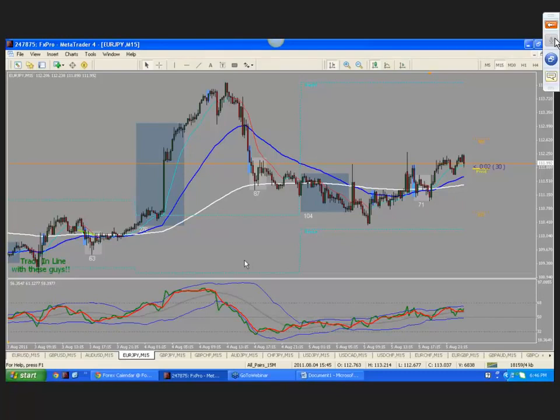Why is the water red? Oh, I've got another random indicator. Don't worry about the indicators.